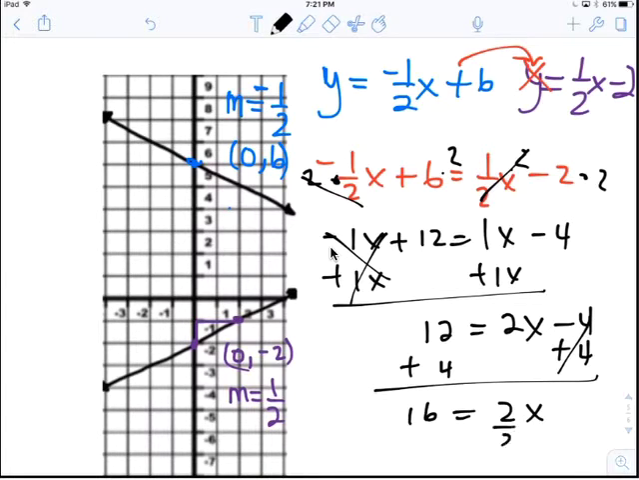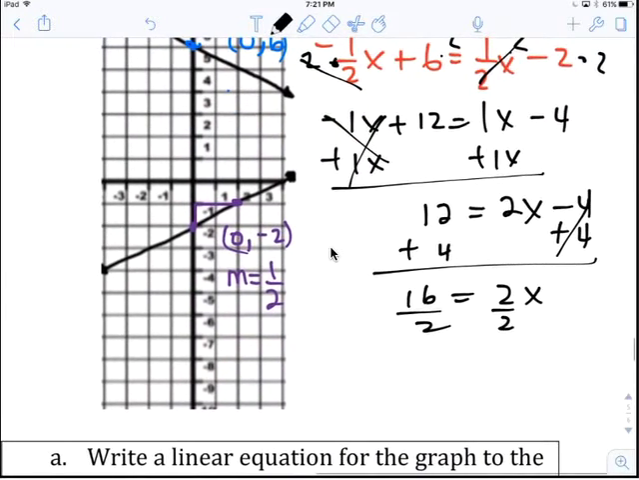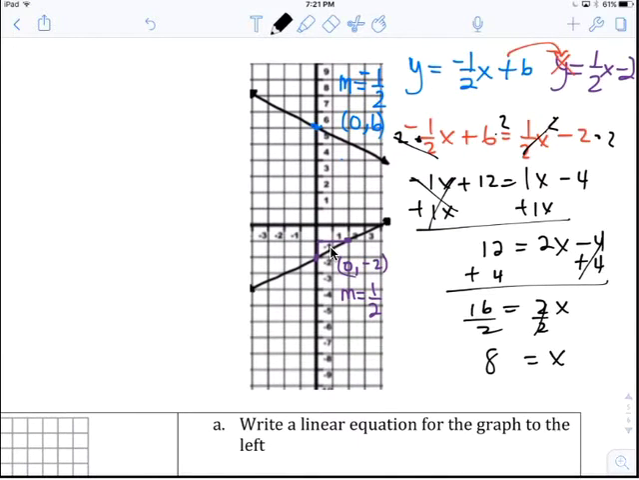2x, divide by 2, divide by 2. x equals 8. Yeah, it looks like it can meet at 8, somewhere over here. It's either 2, somewhere up here, right? 2 or 3 is your y. So it meets at 8 something.